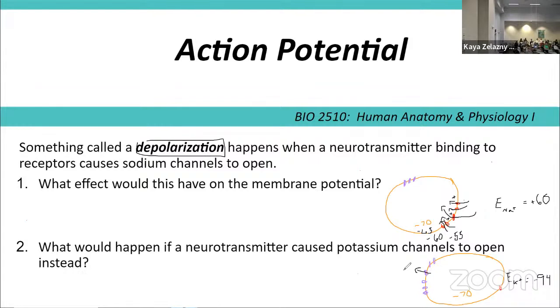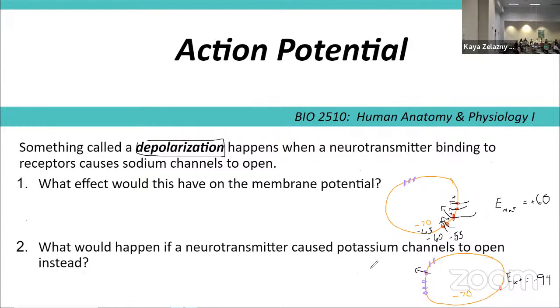So the fact that potassium is going out, the fact that that's our electrochemical driving force direction, means that our chemical driving force is really strong, right? This is due to that concentration gradient that we set up using our sodium potassium pump. Okay, so we know our direction.